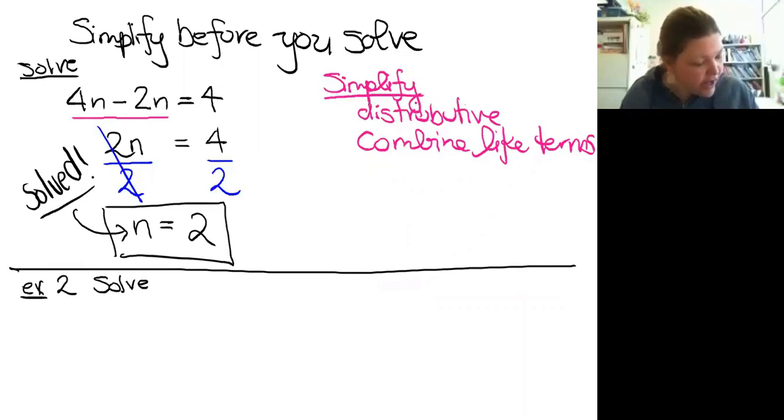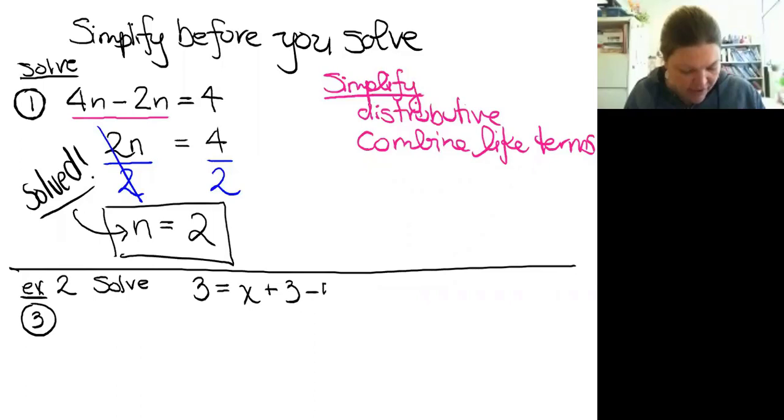So let's try solving. Oh, and I will just number these for you, not because they're necessarily in the order that they're on, but I'm actually working problems from a worksheet that I'm going to post. So you can follow this along step by step if you wanted to check it out. So this is number 3 from the Kuta worksheet I'm going to post. It's the Kuta software solving multi-step equations. Okay, so here is another problem. 3 is equal to x plus 3 minus 5x.